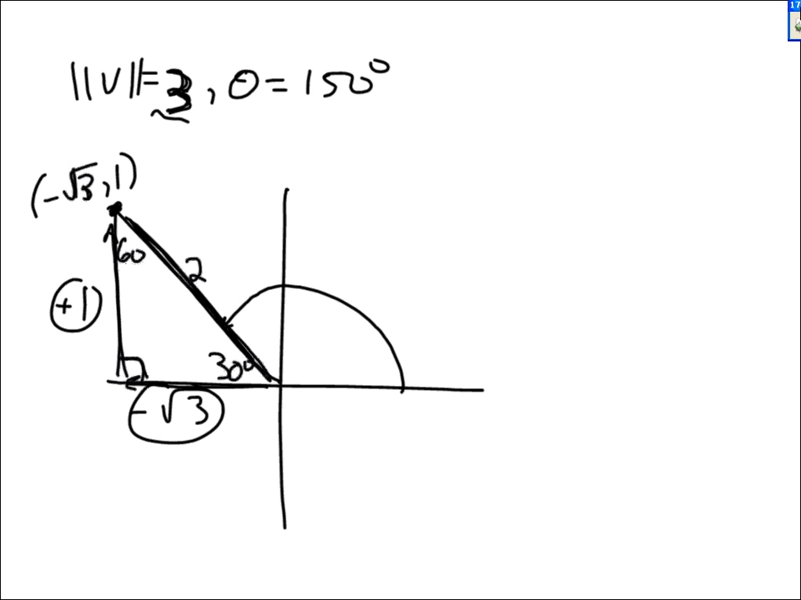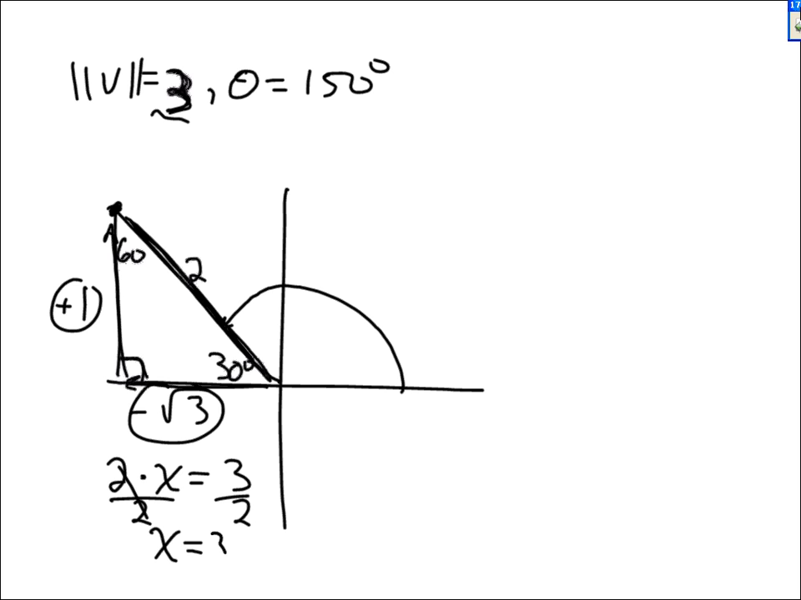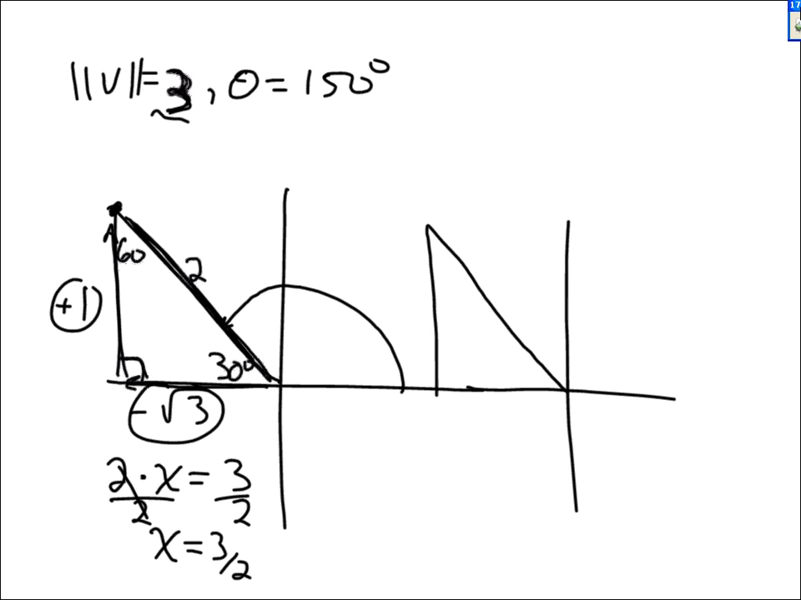I want 3. Don't want 2. I don't like 2 anymore. What do you multiply 2 by to get 3? 2 times what gives you 3? The answer is 1.5. So basically, I just play with the scale. Make it longer. It's still the same 30, 60, 90 right triangle. I multiply the 2 by the 3 halves, and yep, I get my 3.